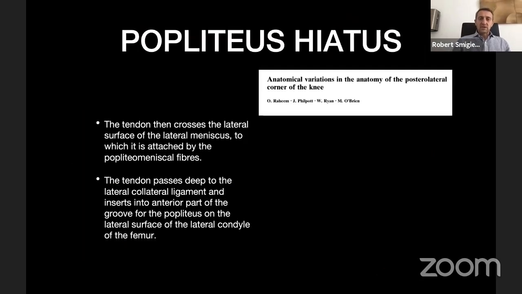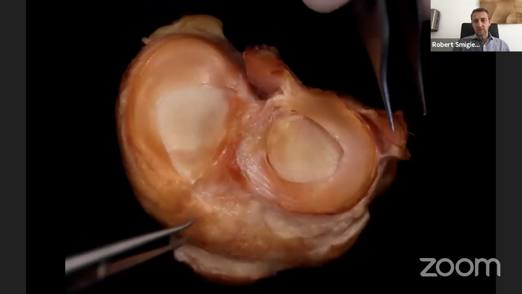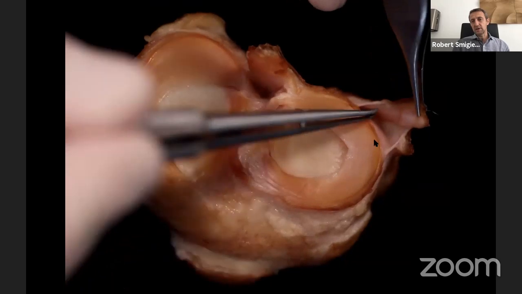What is the popliteal hiatus? This is also the lateral anatomy. The popliteal hiatus has a very important structure, the popliteal tendon, but the popliteal hiatus consists of the meniscus and the popliteal tendon, and the meniscus is very well attached to the popliteal tendon, which is very important. This is a short movie. You can see here.